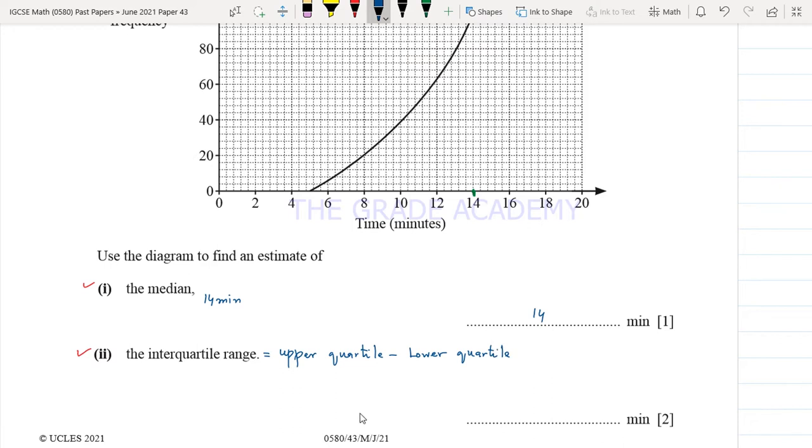Now the quartiles are basically quarters, and the upper quartile is taken to be the third quarter, or 3/4, of the total value, and the lower quartile is basically the first quarter, or 1/4, of the total. So the upper quartile is 75% of the total and the lower quartile is 25% of the total. First of all, we find the upper quartile value and then the lower quartile value, and then we subtract to find the interquartile range.